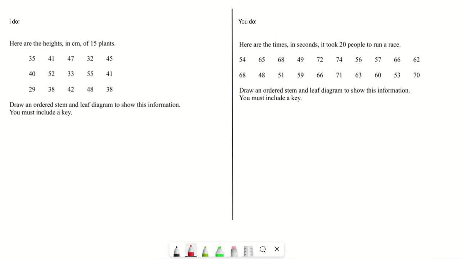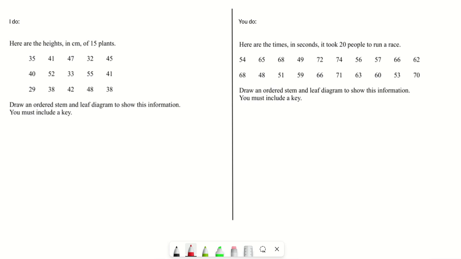Hello, welcome to a video on stem and leaf diagrams. It's where we get a certain amount of information and we have to organize it in an ordered manner so it's easier to read. So in this particular case, we are looking at the heights in centimeters of 15 plants. So we're going to order them in a stem and leaf diagram, and then we must show a key.